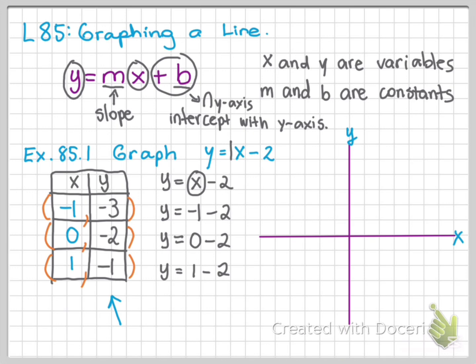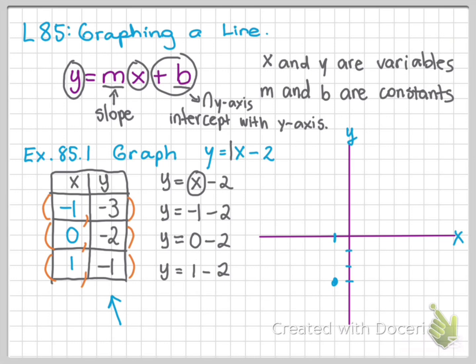So -1 is here to the left, that's -1. And then -3 is going down 3, -1, -2, -3. So if you imagine yourself in the center and you move 1 to the left and 3 down, you end up here. That is our first point.